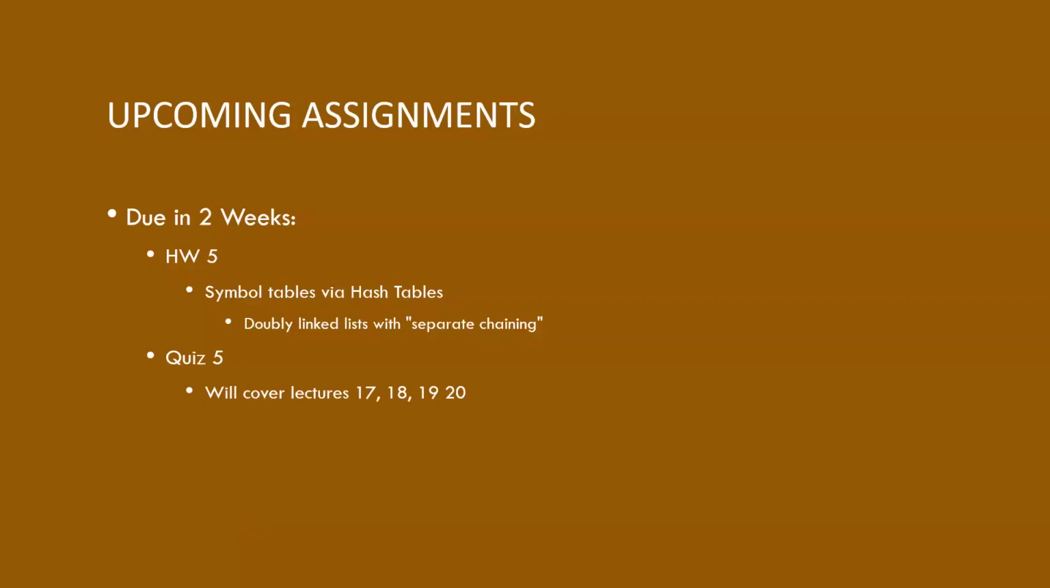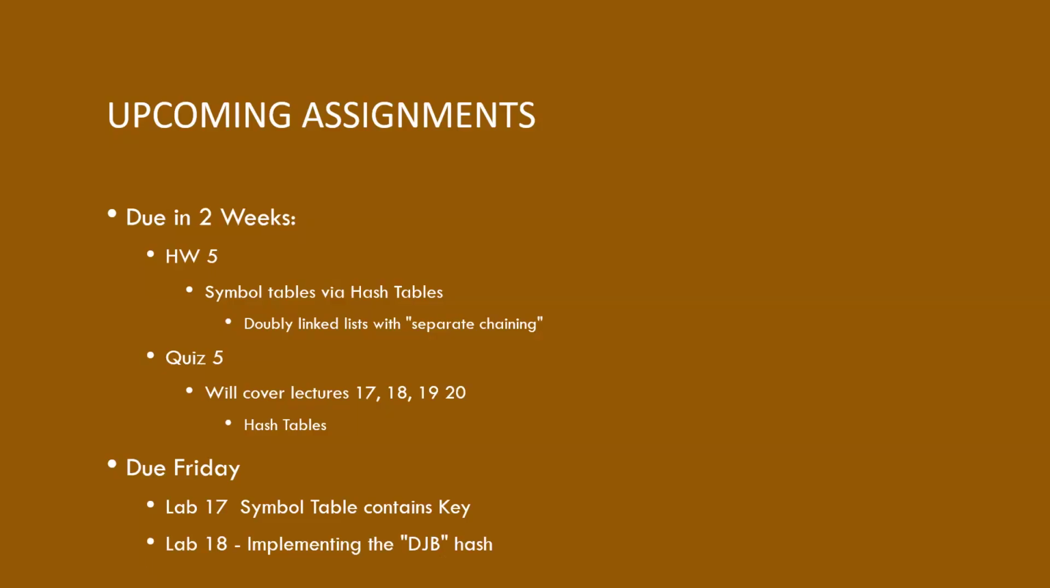Quiz 5 is out there, of course, and will span all the way till lecture 20. That will cover our hash tables. And then we'll have 2 labs this week. Pretty quick lab today for symbol tables. And then we'll have a special hashing lab, something called the DJB hash. You can look that up if you like, if you're interested. But we'll go over that in class more or less on Thursday.